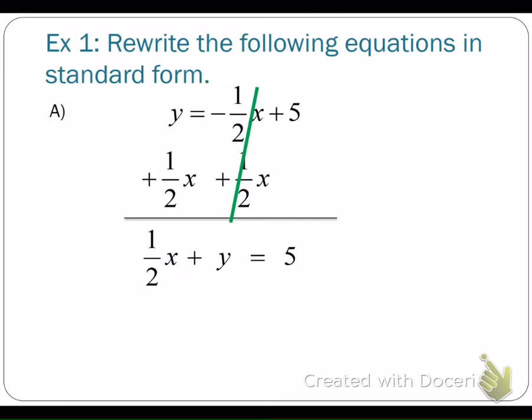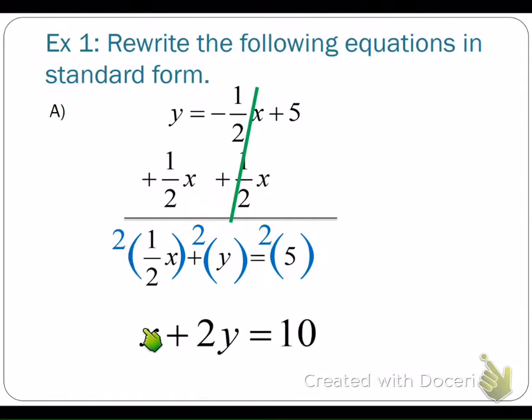Once you have everything positioned correctly, you want to make sure that all your coefficients are integers. Meaning no fractions, no decimals. You also want to make sure that your leader is positive. Right now the leader is positive, but we have a fraction. How can I get rid of a 1/2? I want to multiply everything by 2. When you multiply everything by 2, you end up with just 1x, or x, and then everything else is just doubled. That is standard form of this equation.